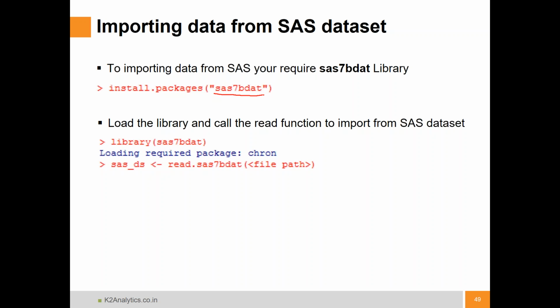So the 7 has come, and then BDAT is binary data set. Okay, so that is about the SAS extension. If you have to import a SAS dataset, you simply load the package, library, and only one line command, read.sas7bdat, whichever file you wish to import, which is a SAS dataset. You just give the file path and the file name. It will get easily imported in R. We are not going to run it because I have not shared any SAS dataset with you.